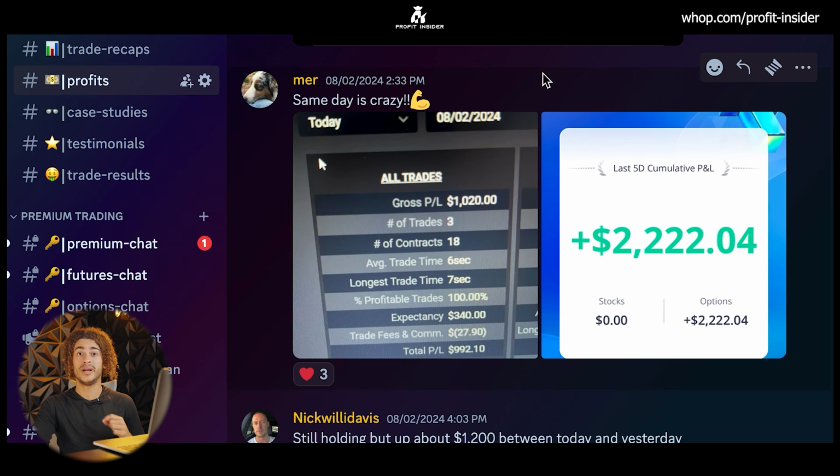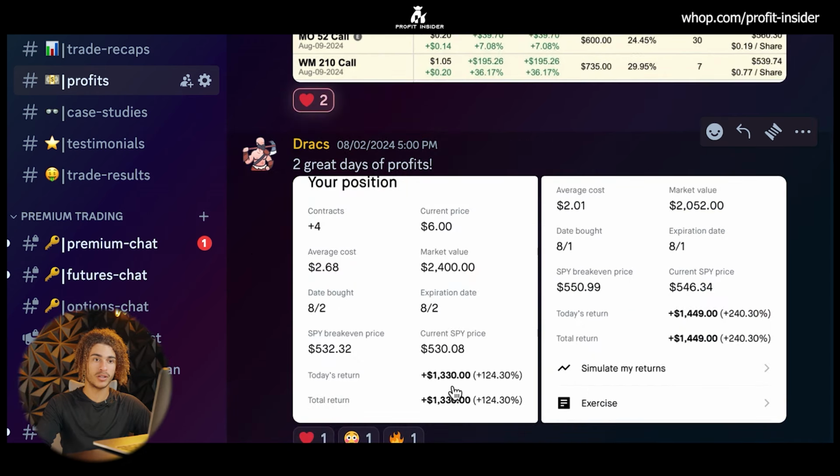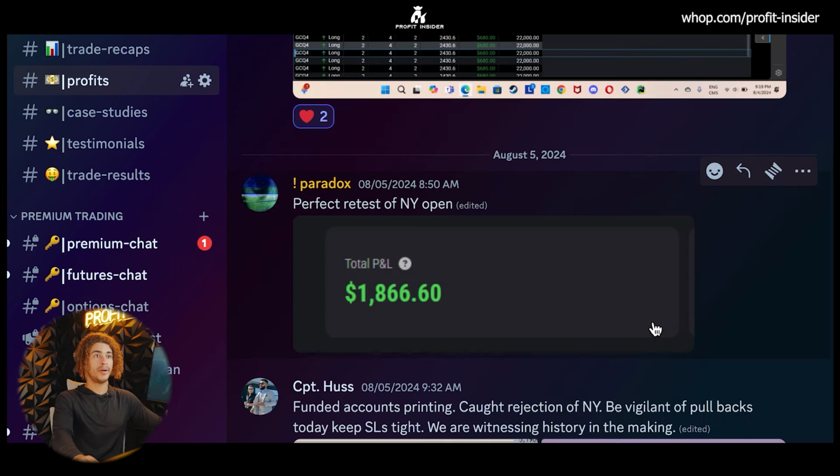You can see right here, Mayor followed both the futures and options signals, and he made $1,000 with futures and $2,000 with options, and this was all in one day. So he made a total profit of $3,000 for the day. My man Nick made $1,200 off of these option signals that I was just showing you. My man Drax made $1,300, then about $1,500, bringing his total profit to around $2,800 off of the option signals. Paradox made $1,800 following my futures game plan and listening to me on the live stream.